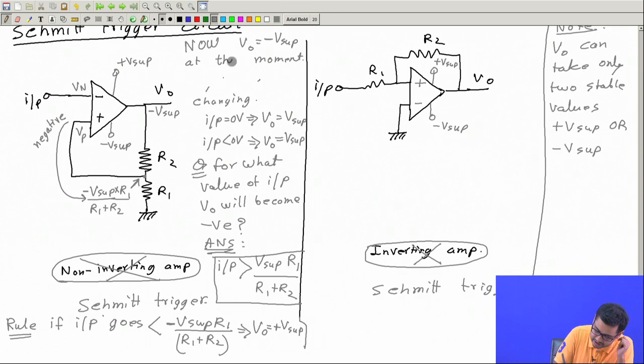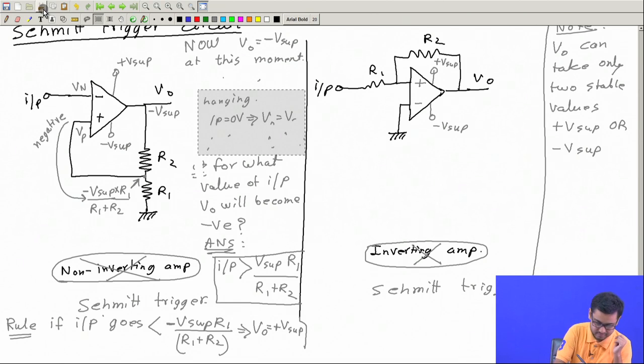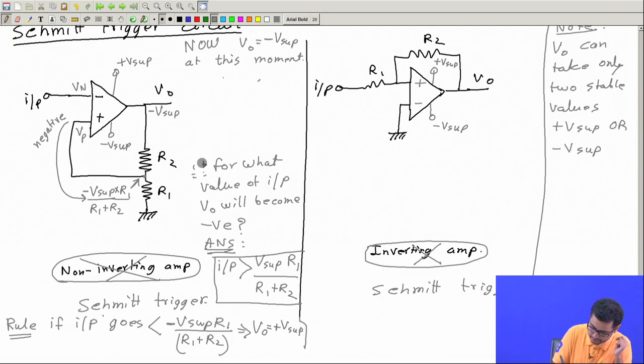Let me write that, starting from the fact that now VO is negative V supply. So, I could ask the same question: for what value of input will VO become positive now? It is now already negative. So, for what value of input will it become positive? And the answer is, input has to go below this value.